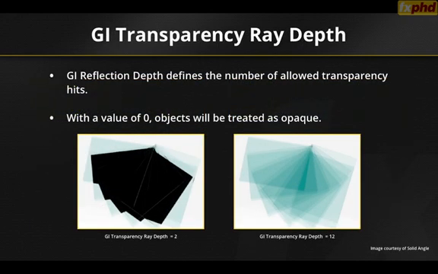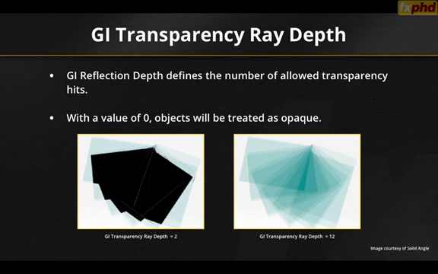Now finally, before we get into Katana, we have GI transparency ray depths, and this basically defines the number of rays allowed transparency hits. So with a value of 0, the object will be treated as being completely opaque. In the first image, which again is courtesy of Solid Angle, we have a ray depth of 2, and on the right hand side we have a ray depth of 4. So you can just see the difference in that transparency as opposed to refraction. Okay, so a lot of information to get through.